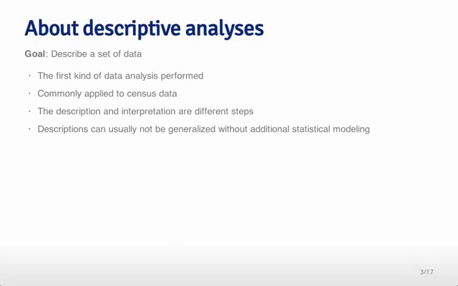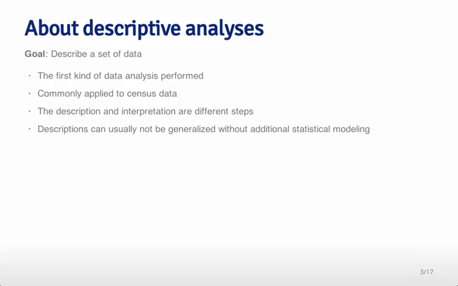So the first is a descriptive analysis. The goal here is just to describe a set of data. You're not trying to make any sort of decisions based on it or anything like that. It's the first kind of data analysis that was ever performed, and it's most commonly applied when you're talking about census data. The description and interpretation of this data are sort of different steps. So you've got to describe the data and then interpret what you've seen.